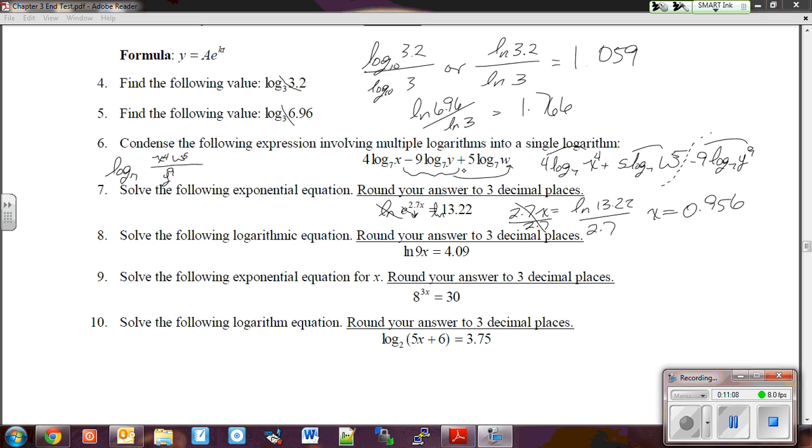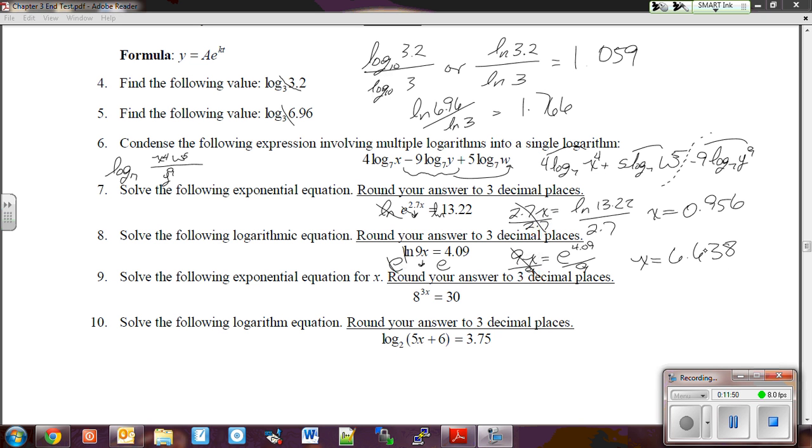All right, so let's look at this next one. Natural log of 9x equals 4.09. Well, here, remember you have to use that big E, because the base of this is E. So you use the big E, and that cancels that out and drops the 9x down. So 9x equals E raised to 4.09. Divide both sides by 9. So x equals E raised to 4.09 divided by 9. So it is 6.638, rounded to 3 decimal places.